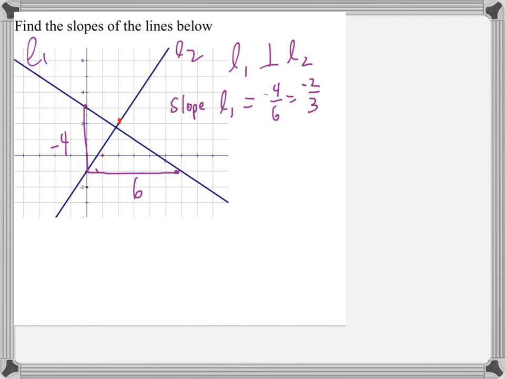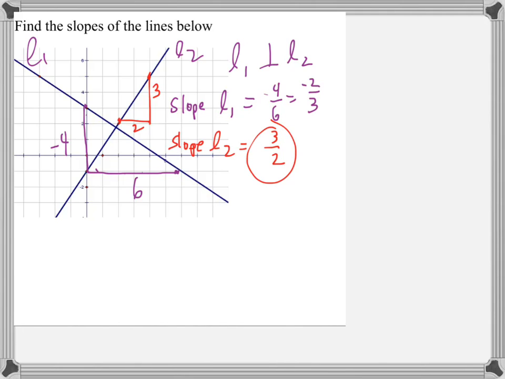Okay, I have a point here, I have a point here. It's increasing, so I know the slope is going to be positive. So the slope of L2, I know right off the bat that it's positive. Now it's going up 3 and to the right 2. So the slope is 3 over 2.